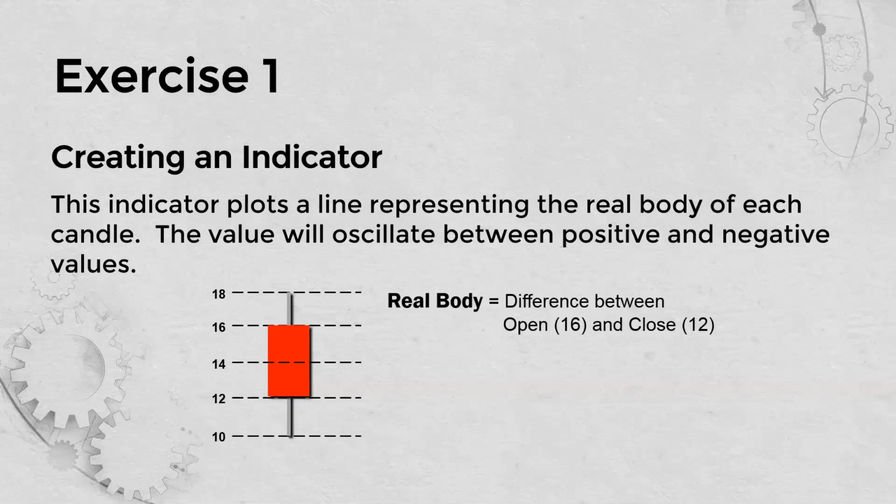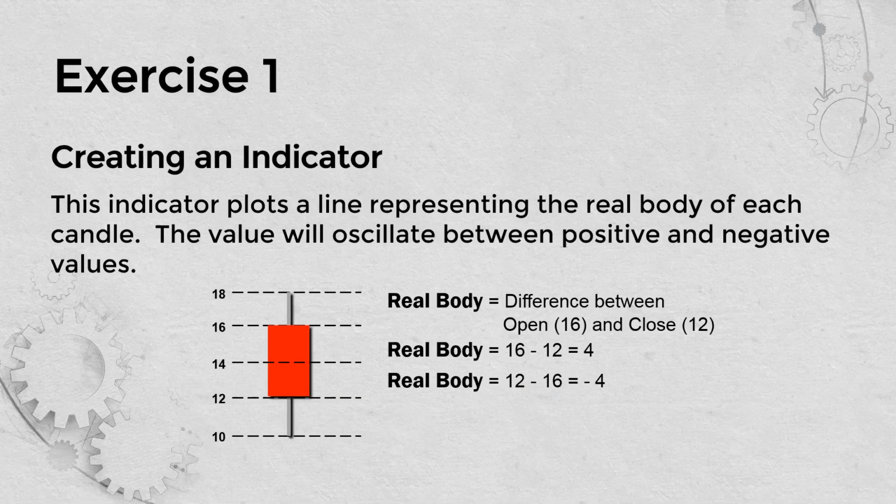So let's say, for example, we're looking at that candle right there on that slide. The candle opened at 16 and it closed at 12. So the real body would be the difference between those two prices, meaning that the real body is 16 minus 12, or in this case, 4. But in reality, when we look at candlesticks, we know that the candlestick on that slide is a down candle, meaning that it's a negative value.